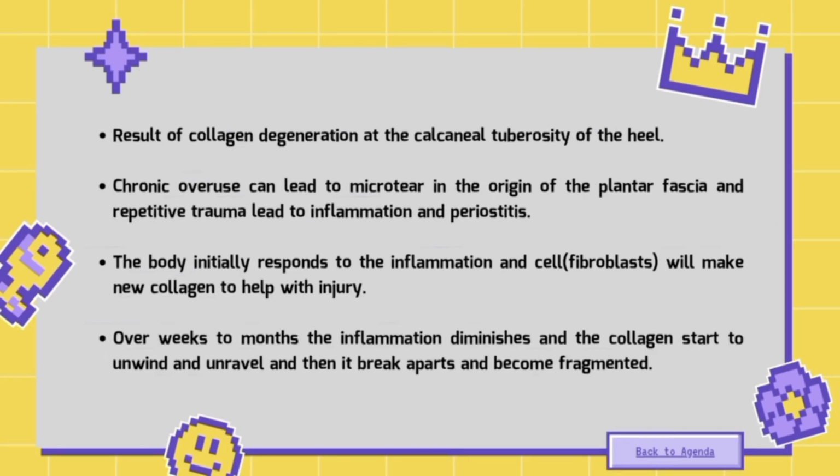As the condition progresses over weeks to months, the inflammation diminishes and the collagen starts to unwind and unravel, and then it breaks apart and becomes fragmented. At the same time, the collagen is unwinding and breaking apart. Fibroblasts are enlarging in an attempt to make more and more collagen, but the unraveling outpaces the new collagen formation.